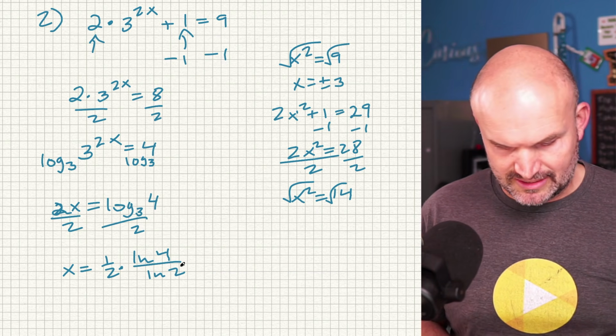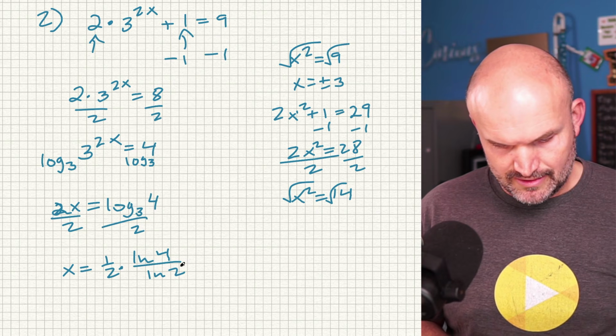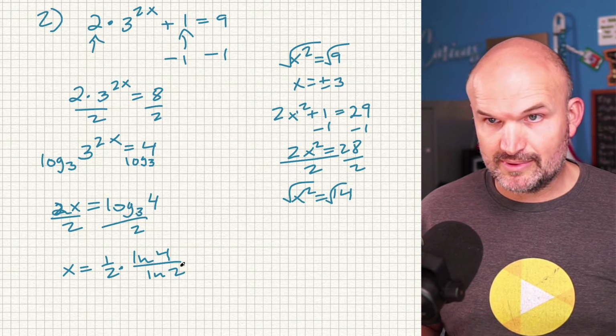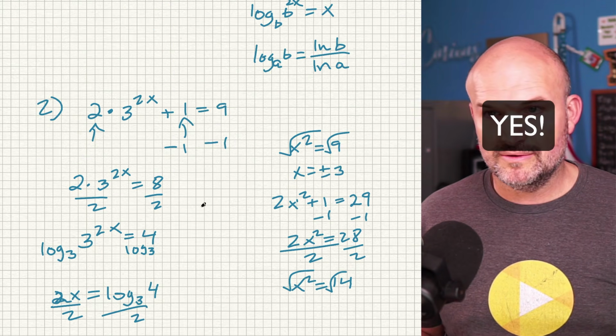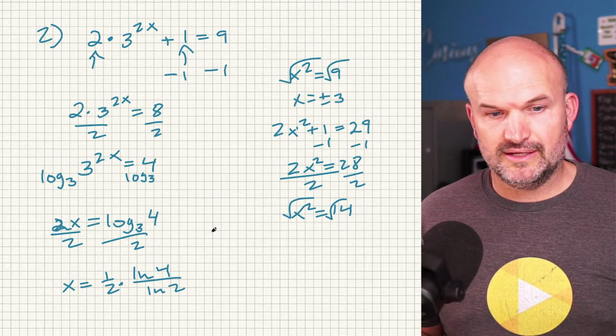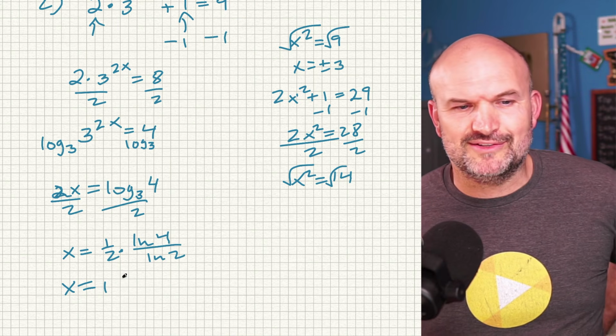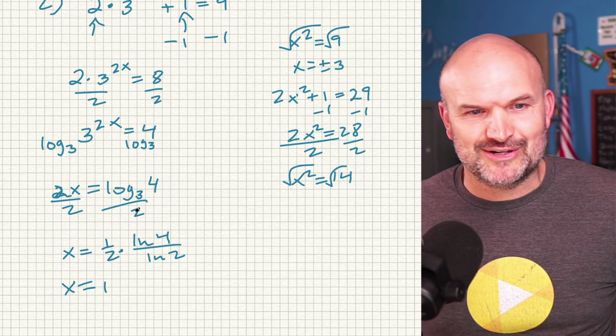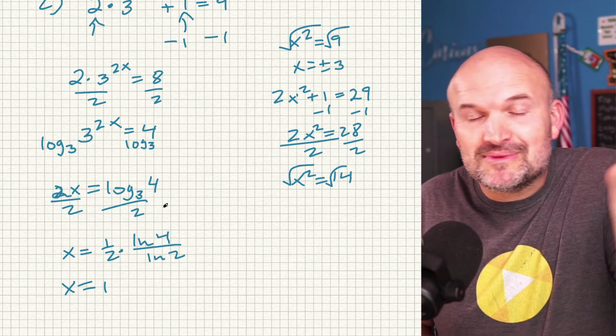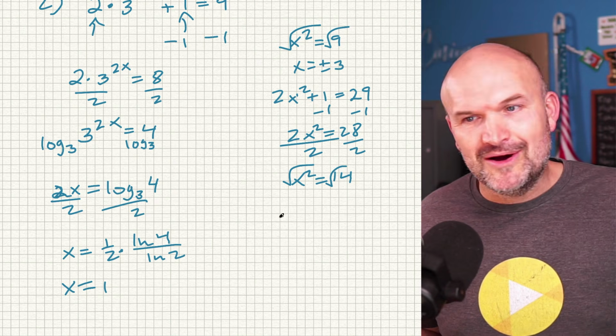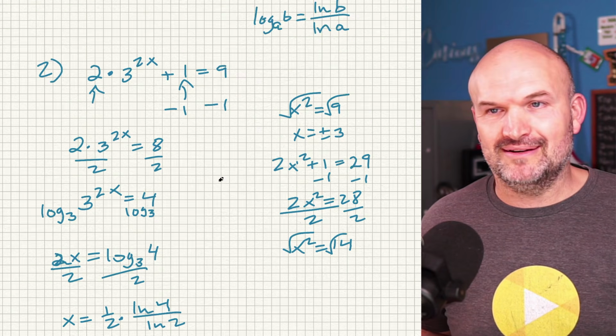Whoa, that's not what I did. ln of 4 divided by 3. Did I type in something wrong? I guess I reworked this problem actually on a different video, and I got the answer wrong. So I'm not sure if I made a mistake, but I'm sure you guys will let me know in the comments either on that video or in this video, but there we go for that one.